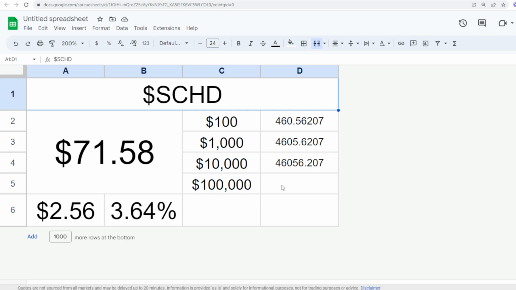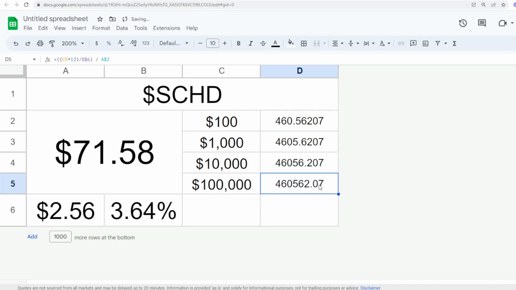And then the last one here, we're going to do $100,000. So obviously, if you wanted $100,000 a month, you're going to need 460,000 shares of Schwab. Or if you have $32 million sitting around, you could invest it today and start getting close to $400,000 per quarter. So if you got some of that Warren Buffett money sitting around, definitely hit me up and help me out.